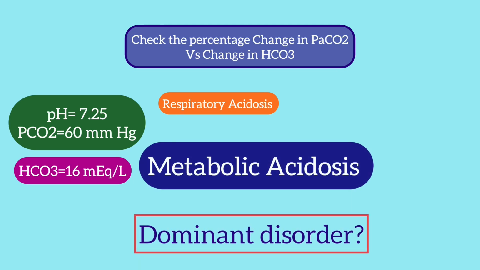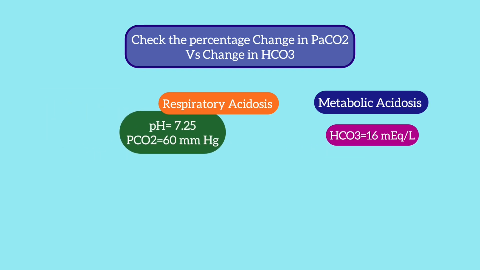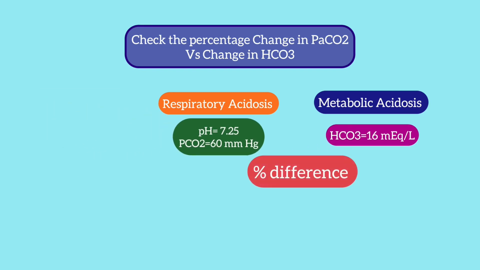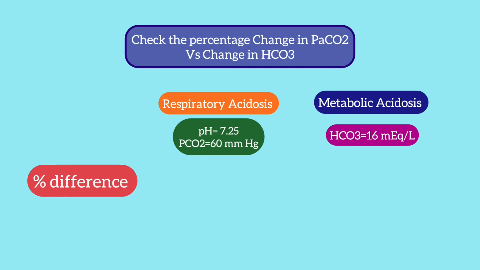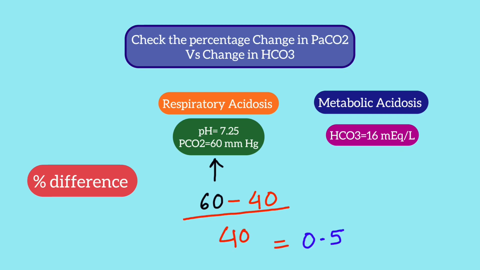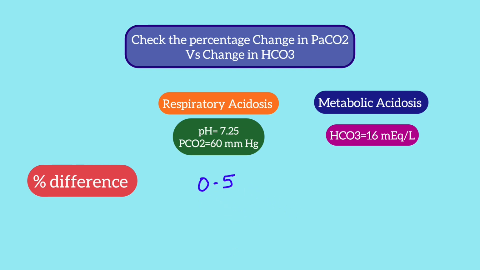Now, which one is the dominant disorder? In order to find that, you find the percentage difference of PaCO2. So how to find it? Simply, you subtract the normal value of 40 from the patient's value of 60 and divide by 40. So it comes to be 0.5. Now let us see the percentage change of bicarbonate. Considering the normal value of 24, we subtract the patient's value of 16 from it and divide by 24. So you get 0.33. So the percentage change of PaCO2 is more. So the primary disorder is respiratory acidosis and metabolic acidosis is the concomitant disorder.